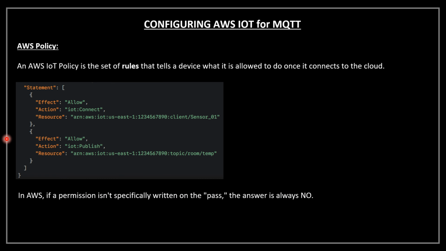To understand this, suppose this publish action section is not here, and I have only given the connect. Then you can only connect to this thing name, and you can't publish any data to this thing name. You have to specifically address every action that you want to allow.